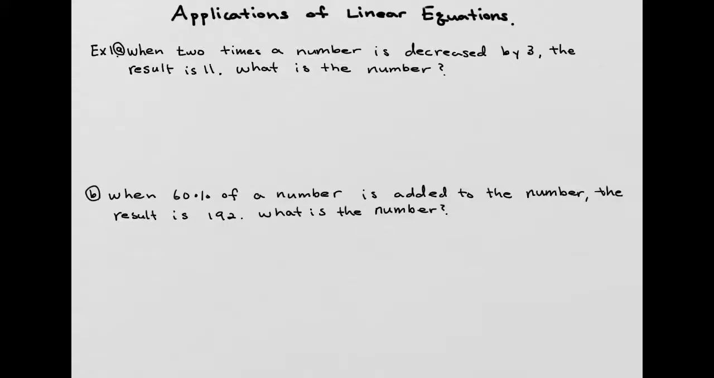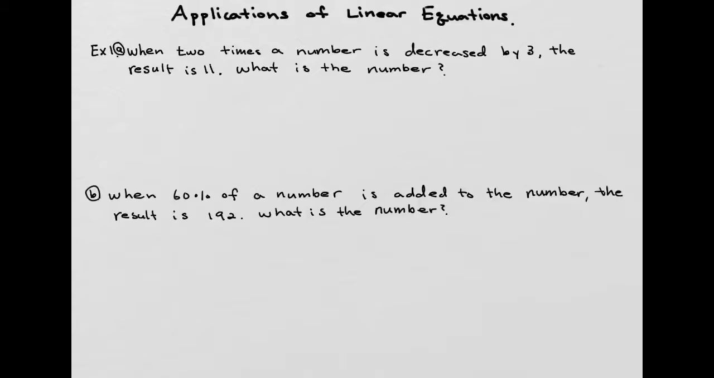Today we're going to go over a few examples of applications of linear equations. The first one we're going to look at says, when 2 times a number is decreased by 3, the answer is 11. What is the number? So this one is a simple word problem. We just need to build it.